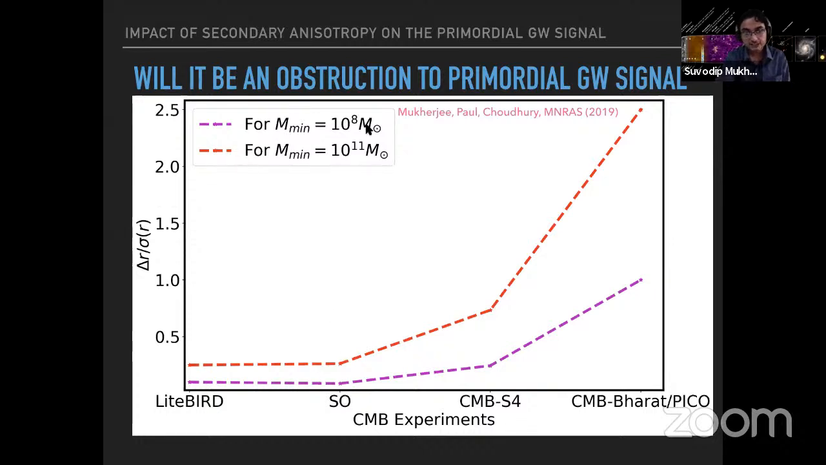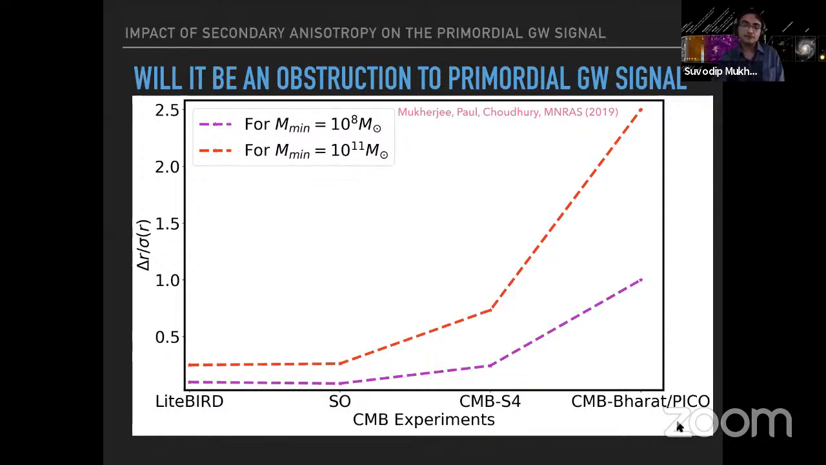I'm showing in magenta the scenarios where reionization is driven by 10⁸ solar mass objects, and in red, when reionization is driven by 10⁻¹¹ solar mass objects. For CMB-S4, it can be a slightly bigger issue, about 0.5 to 0.8, depending upon the reionization history.